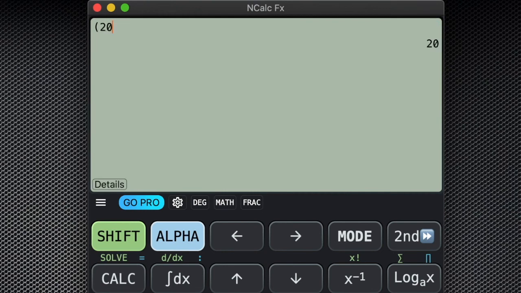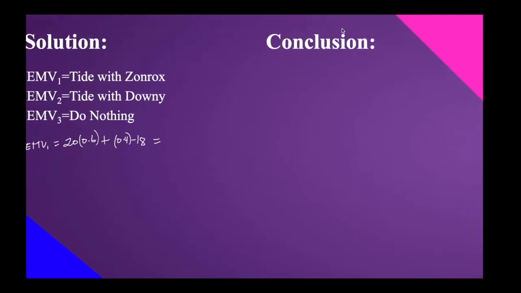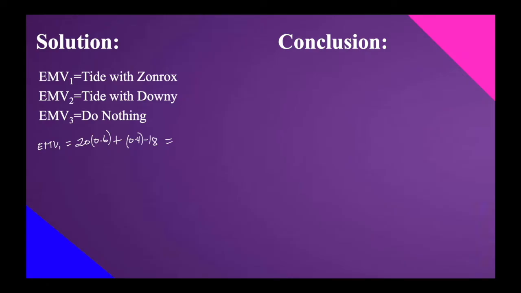20 multiplied by 0.6 plus we have here 0.40 times negative 18. So, answer is 24 over 5 and that is equivalent to 4.8. So, let's go back to our PowerPoint presentation. Answer here is 4.8. Write natin, value of EMV sub 1 is 4.8.